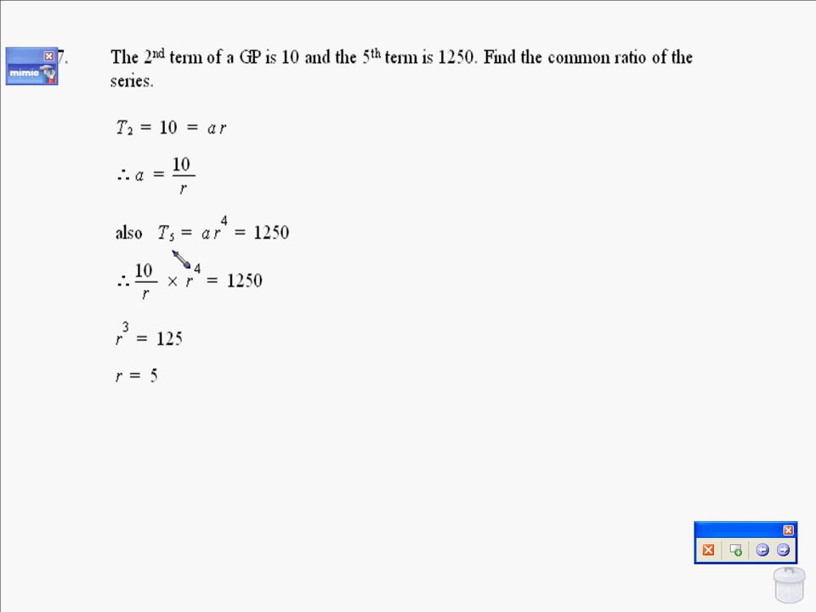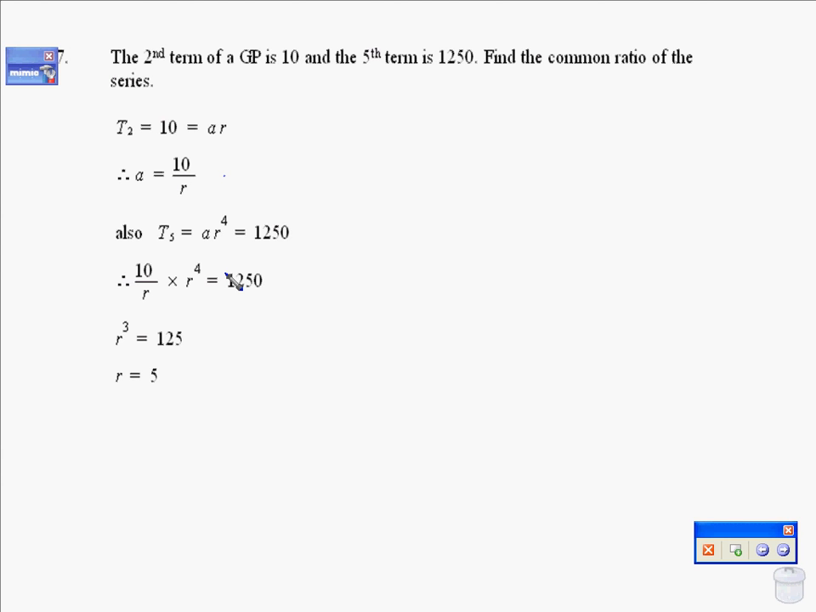We also know that the fifth term, A R to the power of 4, when we do the formula, is equal to 1,250. Do a substitution for A, we've got an equation in R. And then we're able to solve for R to get R is equal to 5. So again, this time we're trying to solve them simultaneously, but we've got multiplication involved. So what we need to do is just do a substitution. Get one value in terms of the other.